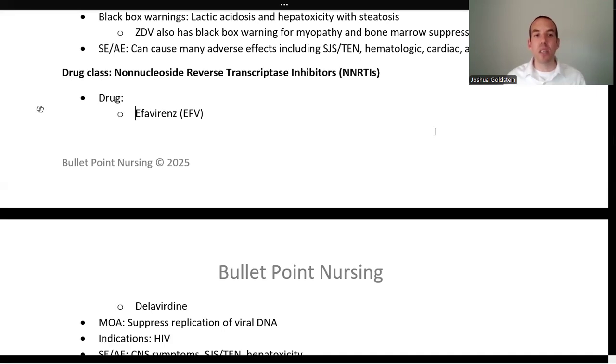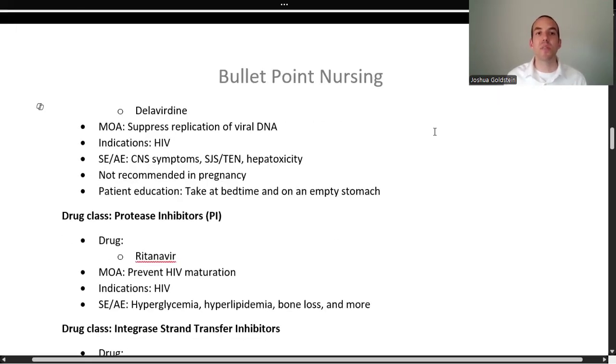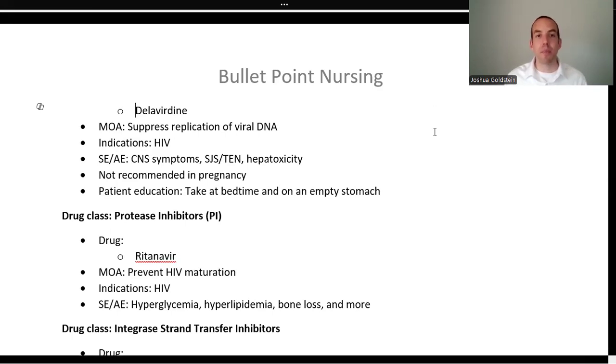Next, we have the NNRTIs. These, again, suppress the replication of viral DNA. The indications for this are HIV. And again, they have extensive adverse effects. This one is not recommended in pregnancy, and this one should be taken at bedtime and on an empty stomach. Again, we love testing on patient education and pre and post assessment, patient assessment. So because of that, I put that in there. Otherwise, I'm really keeping these to a minimum here.